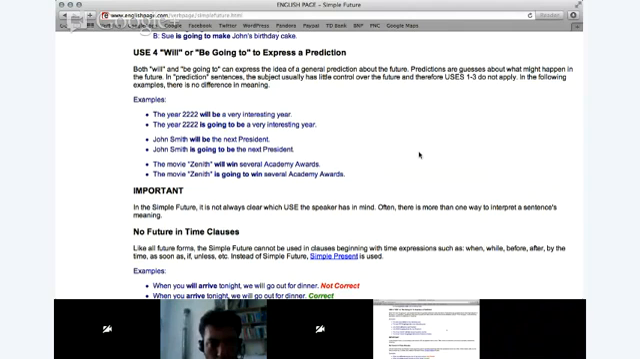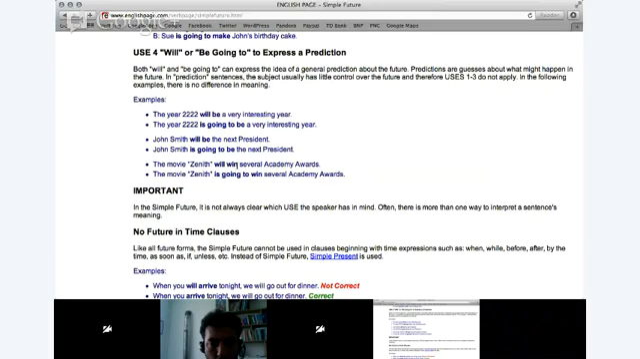Examples. The year 2222, how to reduce it? 2222, or to make it easy, 2222. The year 2222 will be a very interesting year. The year 2222 is going to be a very interesting year. John Smith will be the next president. John Smith is going to be the next president.